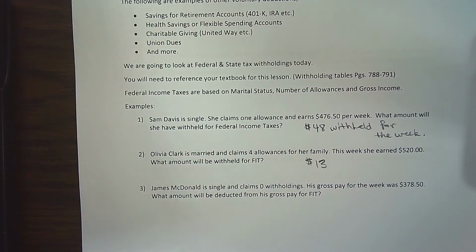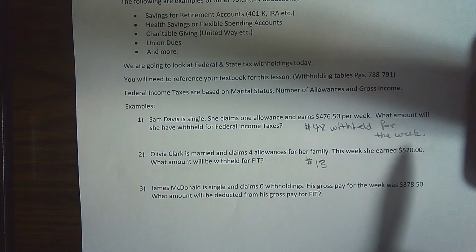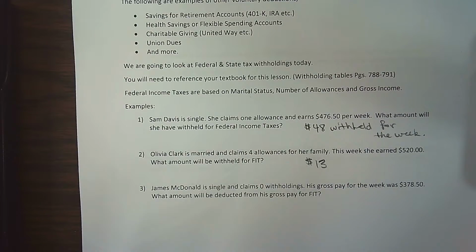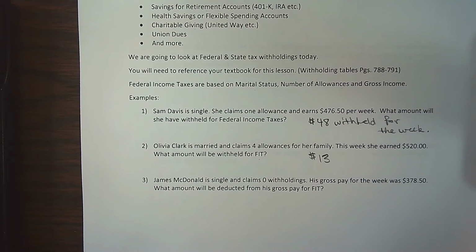Now, do also notice the different wording in the problem. The first problem says, what amount will she have withheld for federal income tax? The next question says, what amount will be withheld for FIT? FIT is just an abbreviation for federal income tax. So we should be thinking about questions that are really asking the same thing, but with slightly different wording. The third problem says that James McDonald is single and claims 0 withholdings.